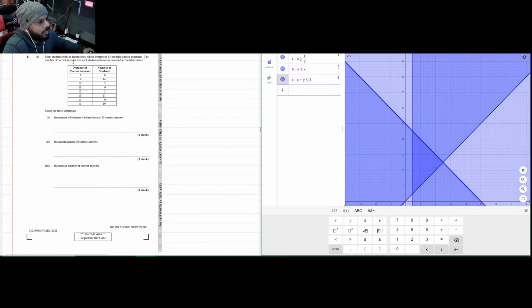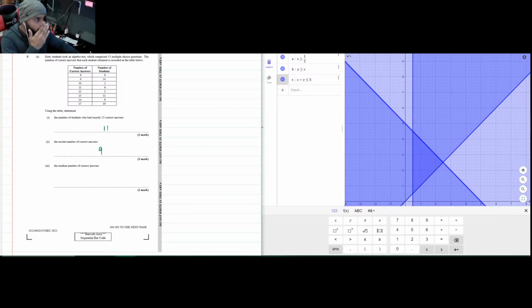60 students took an algebra test which comprised 15 multiple choice questions. The number of correct answers that each student obtained is recorded in the table below, the number of correct answers and the number of students. Using the table, determine the number of students who had exactly 13 correct answers. 11 students had 13 correct answers. The modal number of correct answers is the most frequent. 14 students had 9 correct answers, so 9 is the modal number of correct answers.